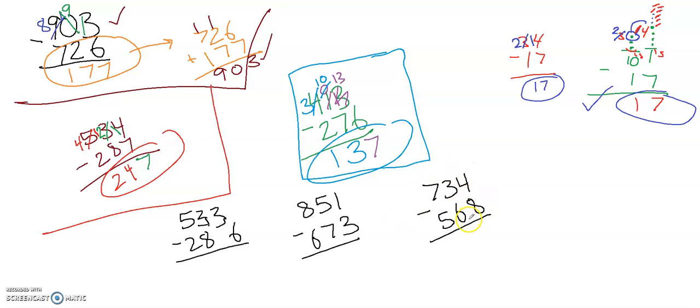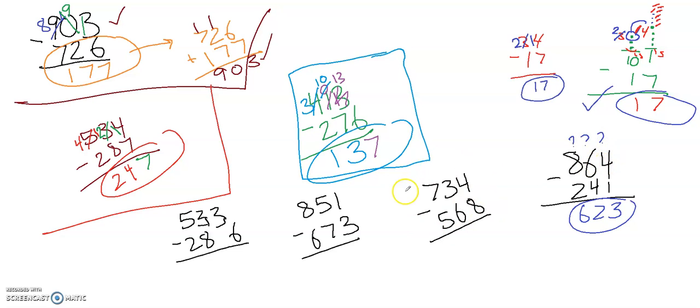You don't always have to borrow when you subtract. Sometimes, like this, 864 minus 241, you can just do a normal subtraction. You say 4 minus 1 is 3, 6 minus 4 is 2, 8 minus 2 is 6. You didn't have to do any borrowing there. Look, there's nothing going on here. But a lot of times you're going to have to borrow. And just remember that borrowing is just the opposite of carrying the one or other digit that you're using.